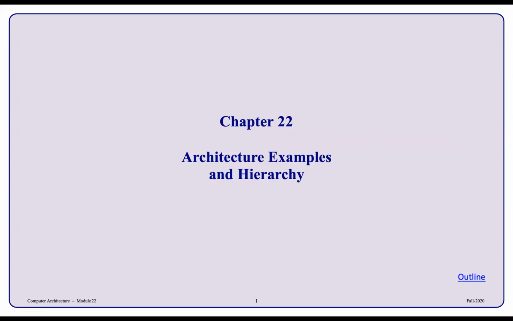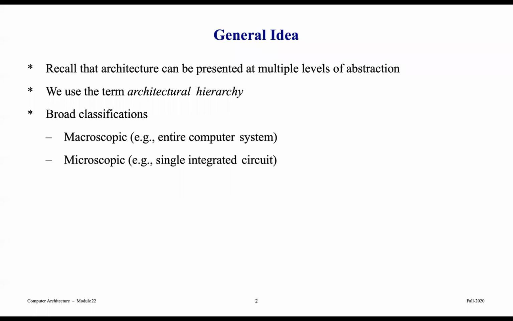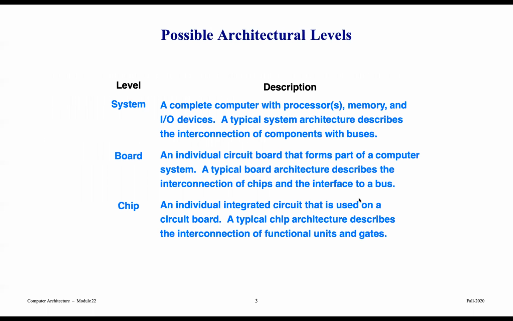So we'll be talking about architectural examples here, and a couple things that would be useful for us to remember is to recall that architecture can be presented at multiple levels of abstraction. So we can use the term architectural hierarchy to refer to that. There are two classifications, macroscopic and microscopic. Macroscopic would be dealing with the whole computer versus microscopic would be dealing with a single integrated circuit within that overall architecture.